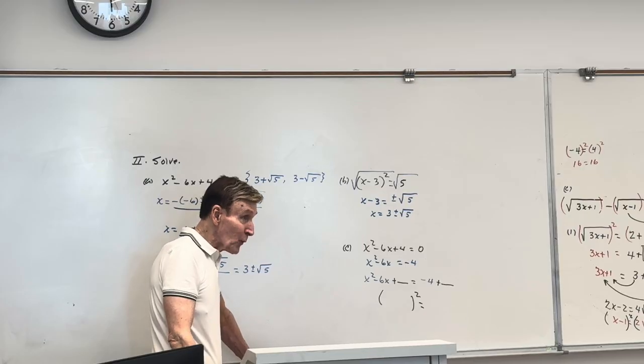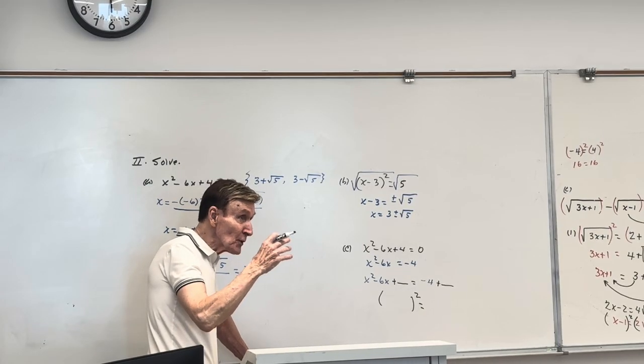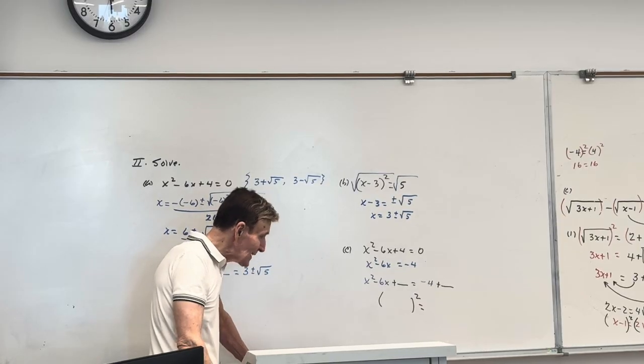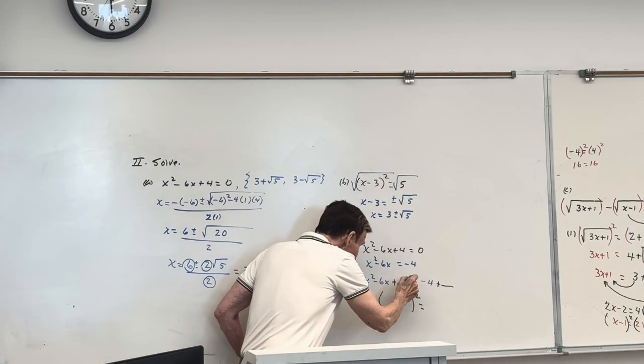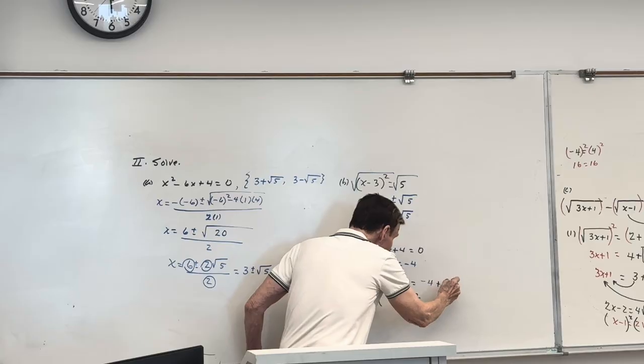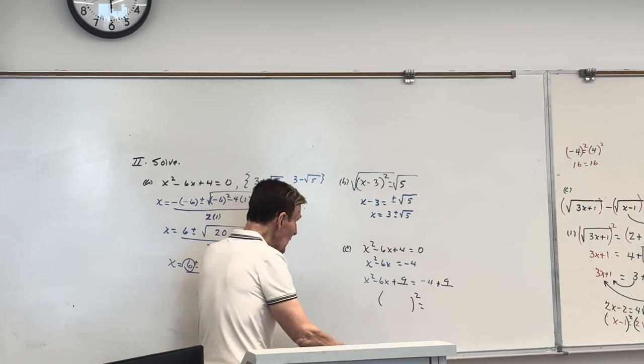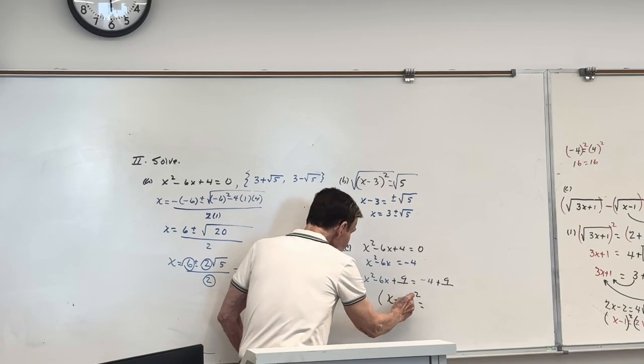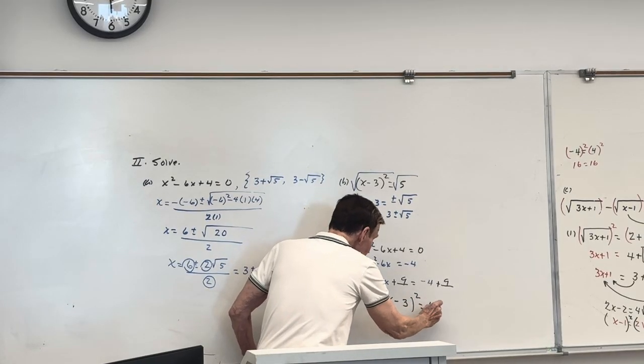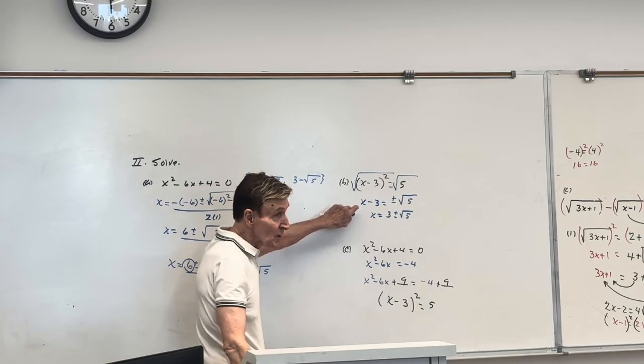Anyone tell me what's required on that blank? So the left-hand side will be a nice, perfect square. 9. If I add it there, I gotta add it here. Keep the equation balanced. Now, what I write now is x subtract 3 squared is equal to 5. Is that what we start out with up here?